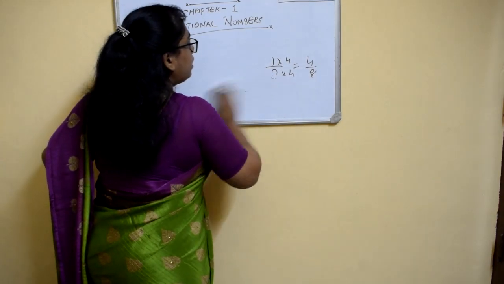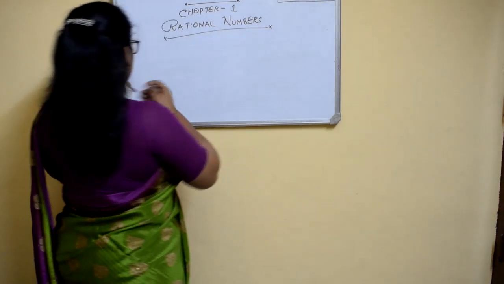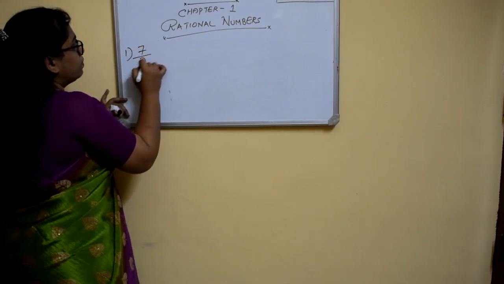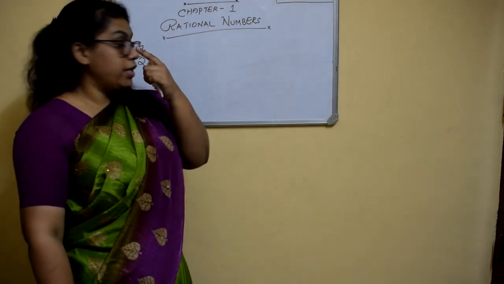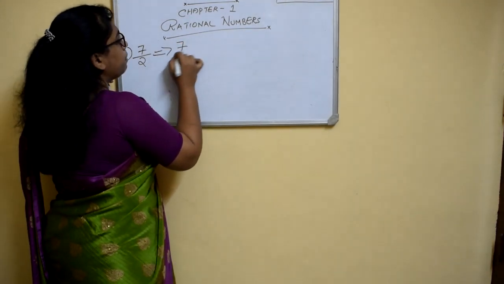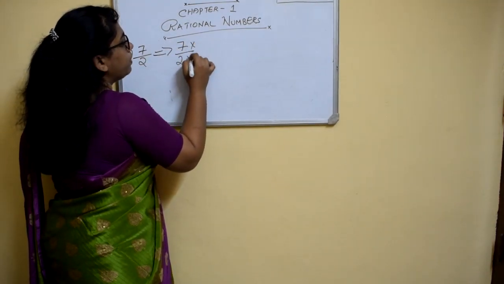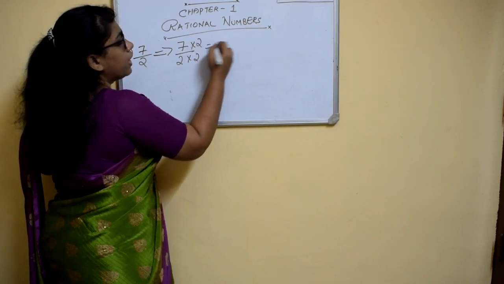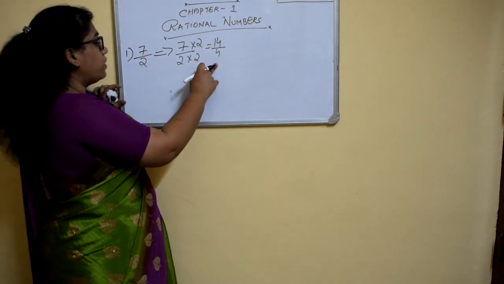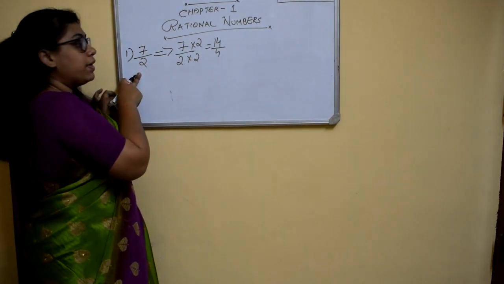Another example. 7 by 2. How can we do this? Multiply the numerator and denominator of 7 by 2 by 2. What will we get? 14 by 4. This 14 by 4 is the equivalent form of 7 by 2.